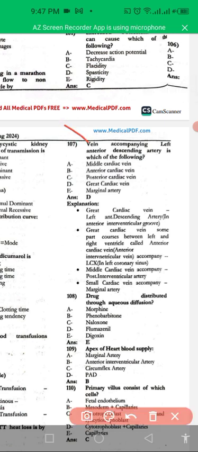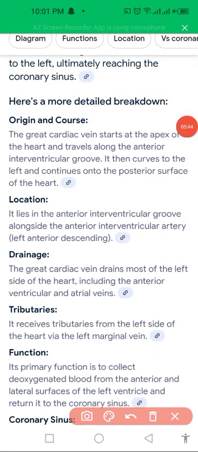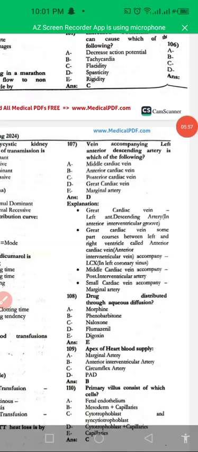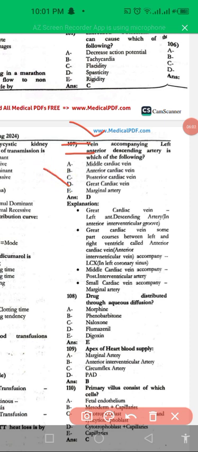Next one: the vein accompanying the left anterior descending artery is the great cardiac vein. Now let us look at the venous drainage of the heart. Here we can see the great cardiac vein runs anteriorly in the interventricular groove alongside the anterior interventricular artery, which is also the left anterior descending artery. So the question will come: the vein accompanying the left anterior descending artery is the great cardiac vein, running between the left and right ventricles anteriorly.